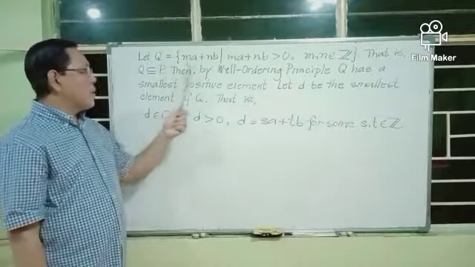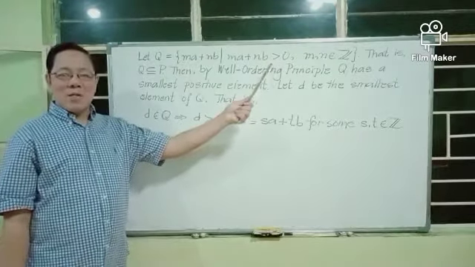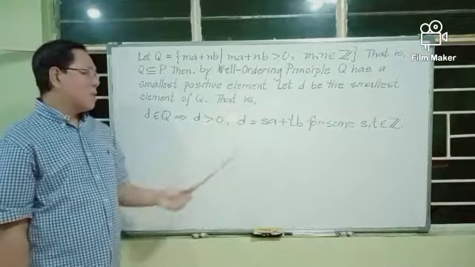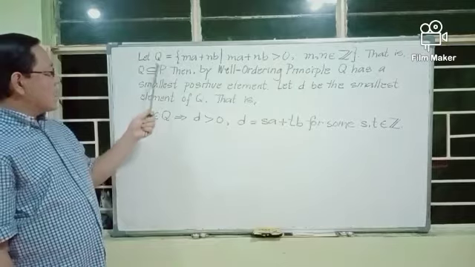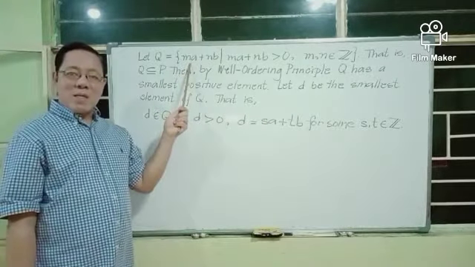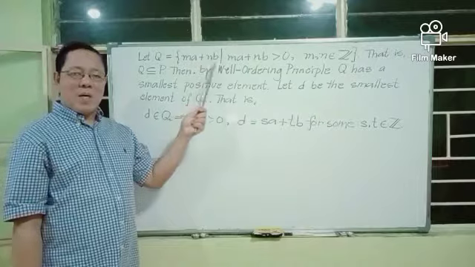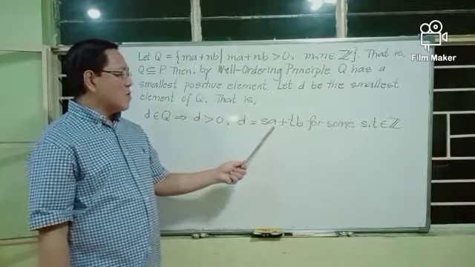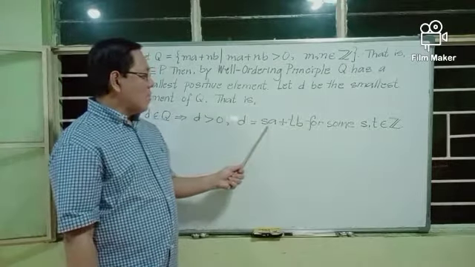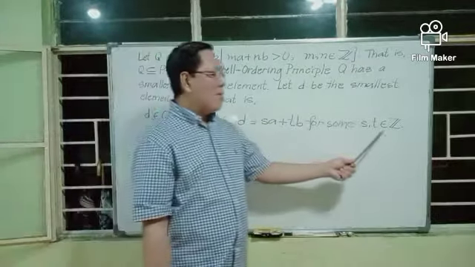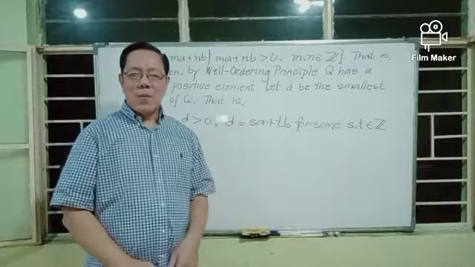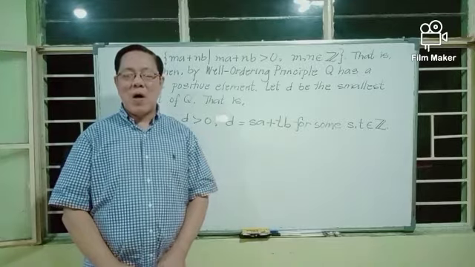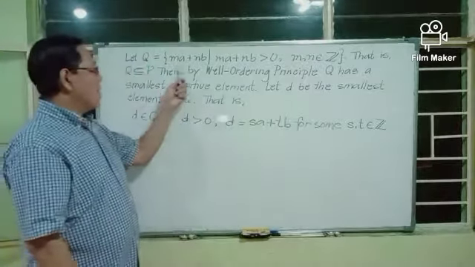Because the elements of Q are positive integers of the form ma plus nb, or linear combinations of a and b, and because d is an element of Q, it can be written as a linear combination of a and b. And we write d equals sa plus tb for some integers s and t, elements of Z. We now let e, small letter e, be the greatest common divisor of the integers a and b.